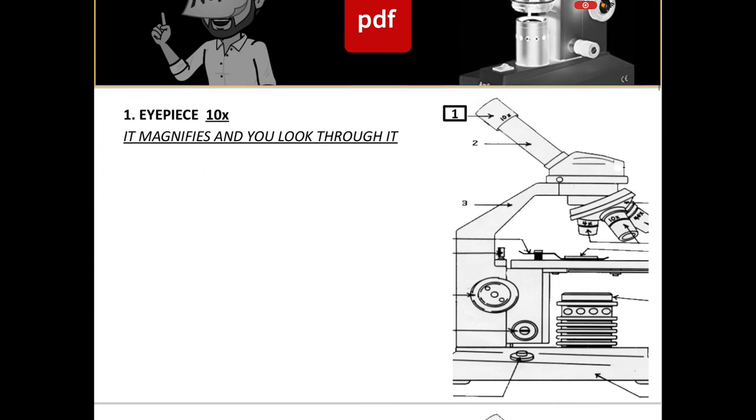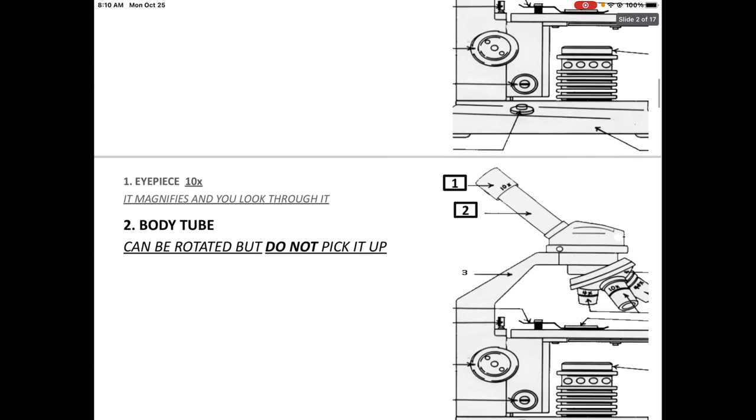And so first up, we have the eyepiece. On its own, it magnifies things by 10. You can actually spin the eyepiece, and it has a little pointer arrow inside, and that allows you to point to objects to show your classmates.